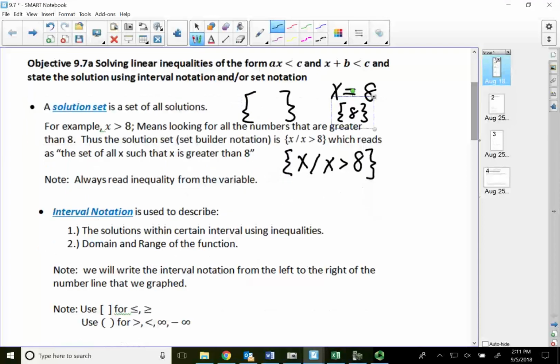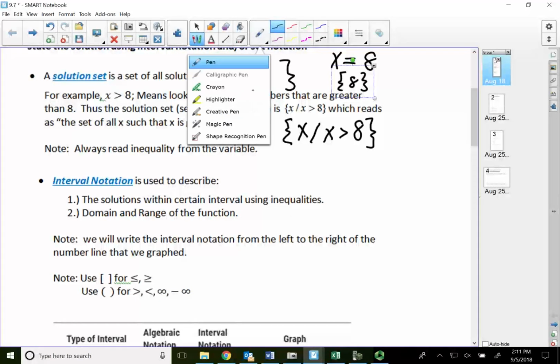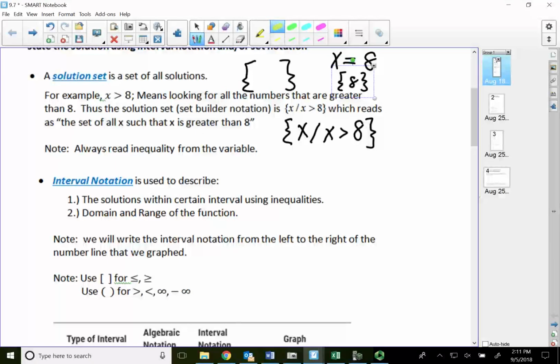Another way we can describe all these numbers that are greater than 8 is using something called interval notation. In this class we will use interval notation for all the solutions, within a certain interval using inequalities. So whenever we use inequalities, we can use interval notation. In college algebra, we will use interval notation for domain and range.